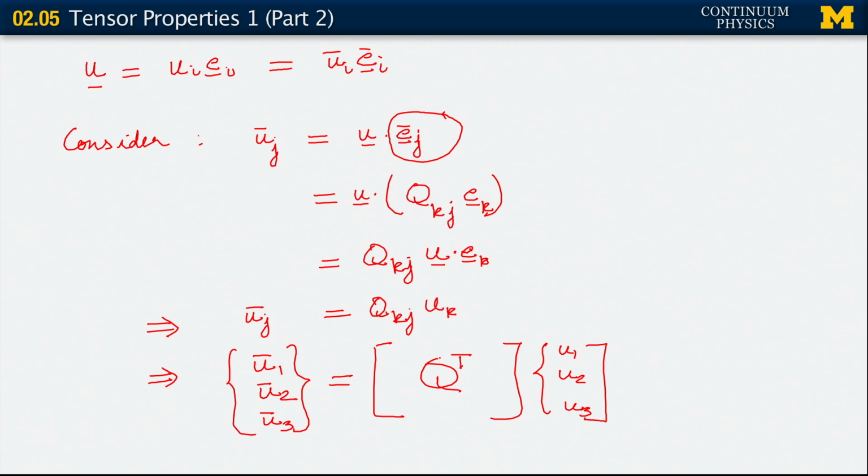The answer comes from the previous line. Look at how the indices are contracting. That form of contraction is what we always write as Q transpose. So this is the relation between the components of U in the original unbarred basis and the components of U in the barred basis, both treated as vectors using linear algebra notation.